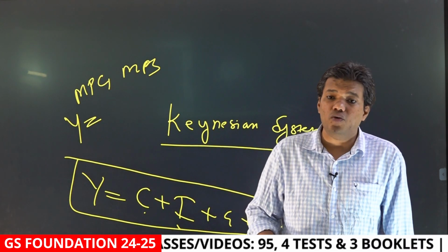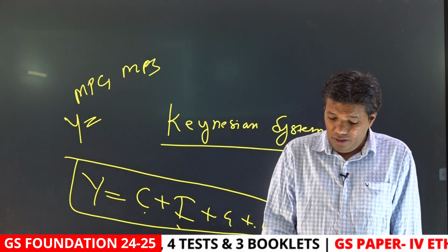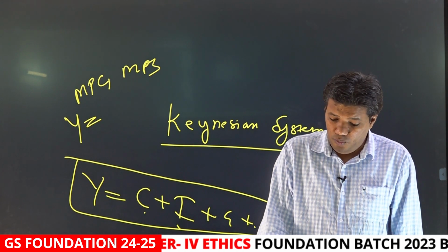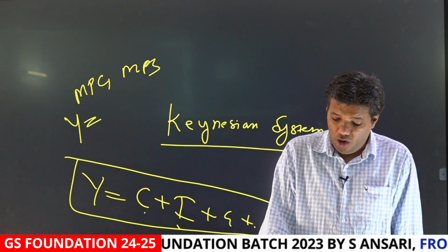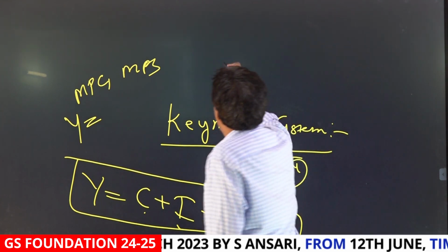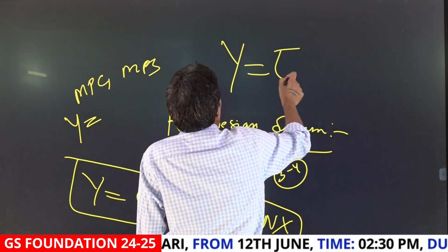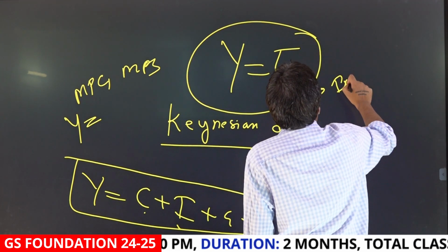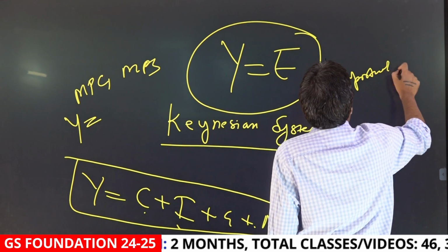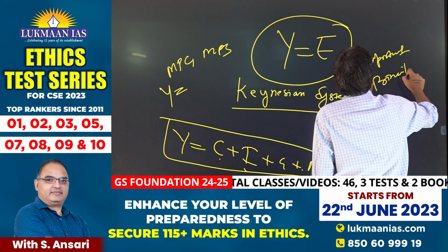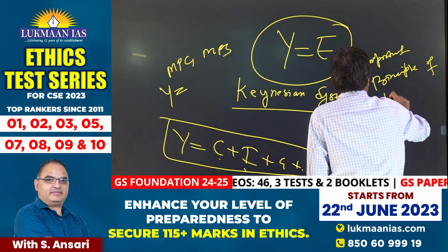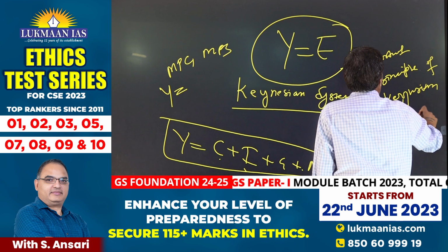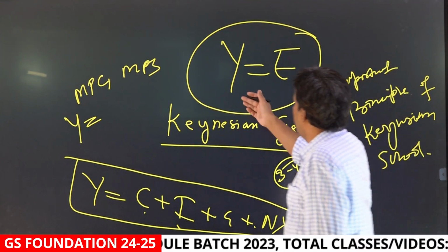The central notion in the Keynesian model is that the equilibrium level of output requires that output be equal to aggregate demand. So this is the main thing: output be equal to demand. This is the important principle of the Keynesian school. Okay, and you know this equation, right?